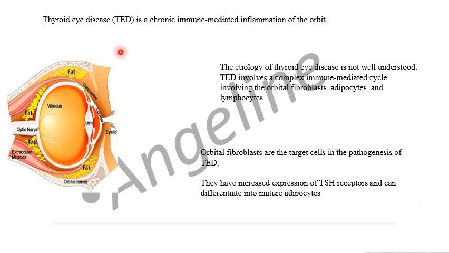Now, what is the basis of a thyroid eye disease? It's a chronic immune-mediated inflammation of the orbit itself. There are a lot of structures inside the orbit. If you understand that this inflammatory cascade is going to hit almost all cells inside the orbit, you will be able to appreciate why these signs are there and how these problems can be tackled. The etiology of thyroid eye disease is not well understood. You just know it's an immune-mediated cycle involving the orbital fibroblasts, adipocytes, and lymphocytes. The target cells are the fibroblasts because they have a lot of TSH receptors, and these can also differentiate into mature adipocytes.